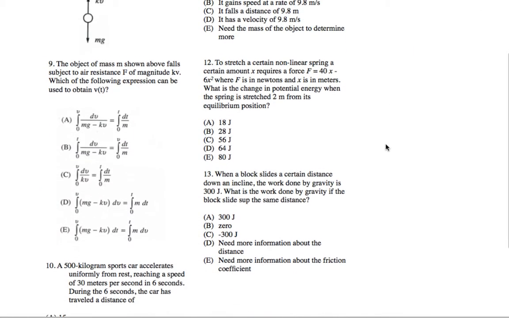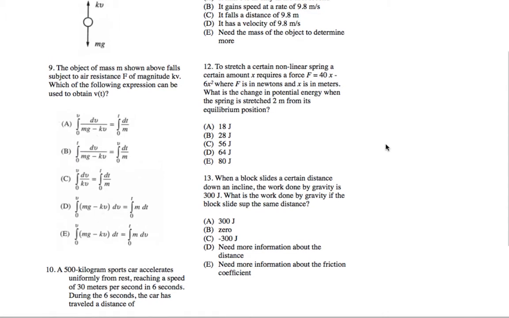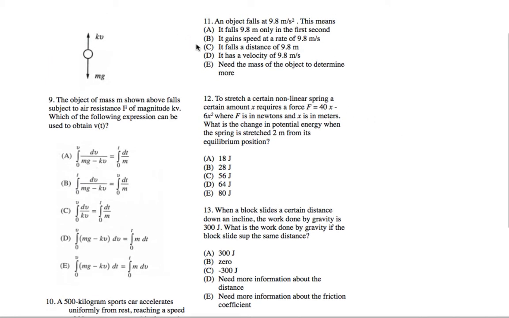All right, number 9. Oh, this is beautiful. Finally, something a little bit new. So the object falls as shown above, and we want to know which expression we use to obtain v of t. So if you remember, mg minus kv equals ma. And we have mg minus kv equals m dv/dt. So let's see, we've got dt equals m dv over mg minus kv. I'm doing quite a bit of tricky quick algebra here. So dt over m equals dv over mg minus kv.